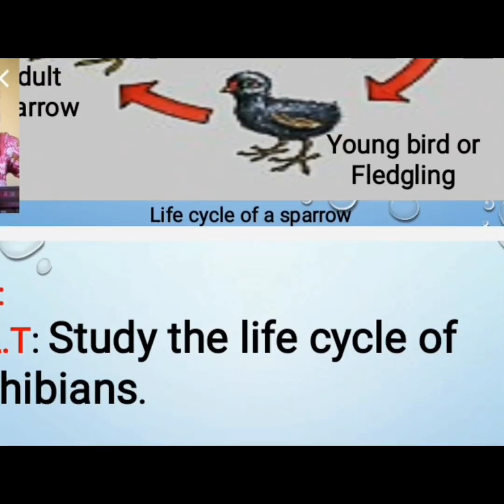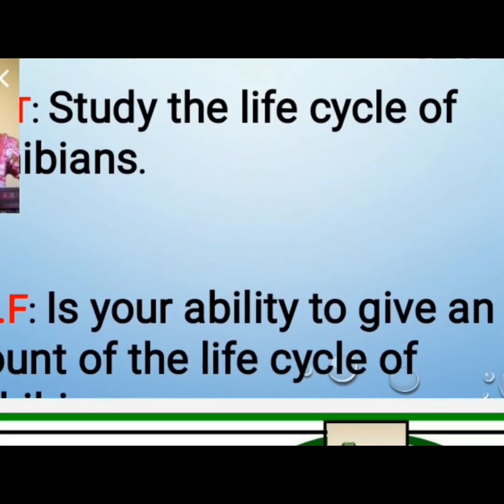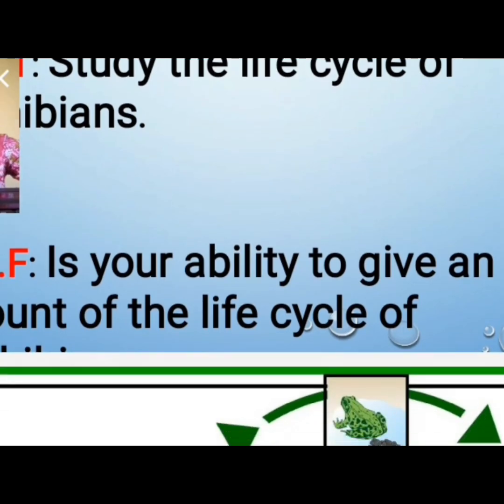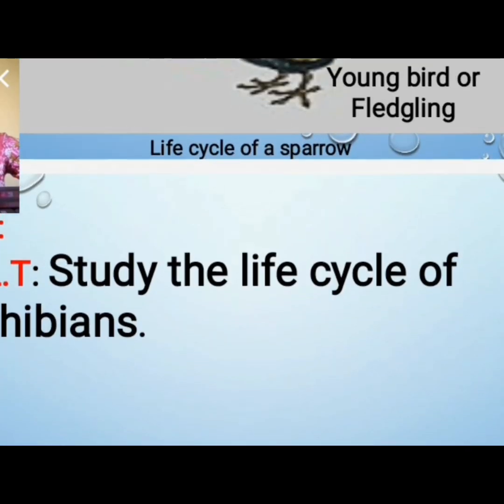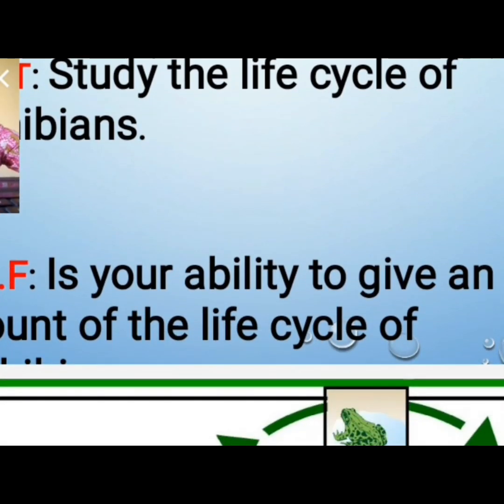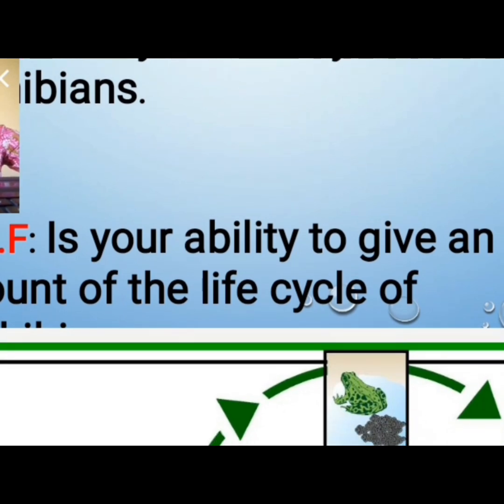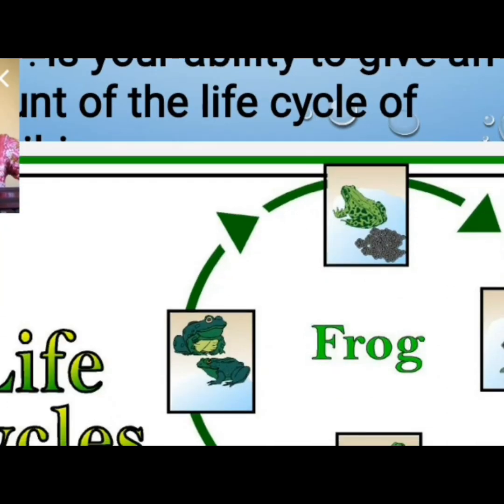So this brings me to the life cycle of amphibians. We're just going to look at the life cycle of one amphibian. Amphibians are animals that have a double life. They live both on land and in water. So what I'm looking for is the ability to give an account of the life cycle of amphibians. So I'm using this picture here.